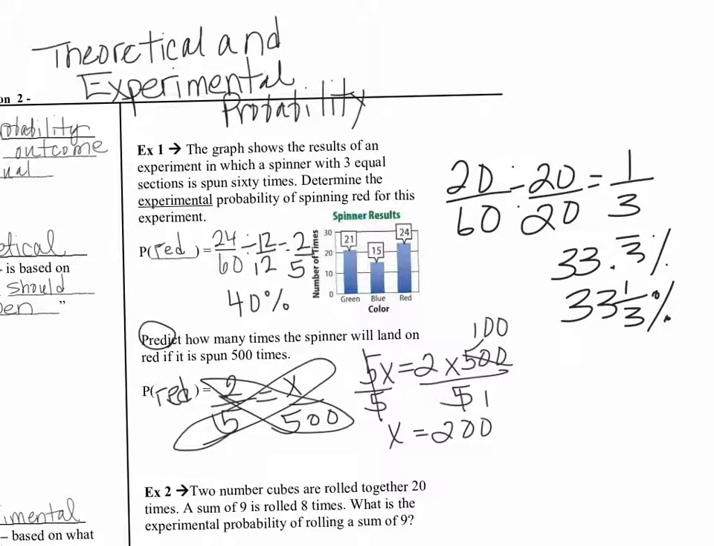What actually happened in the experiment? You landed on red more than you should have. That's how the theory and the experimental are different. One is what should have happened, and one is what actually happened. If you think of it like a science experiment, your hypothesis is what should happen, and then your conclusion is what actually did happen.